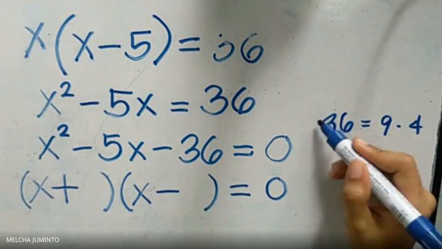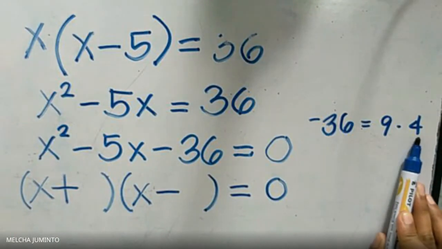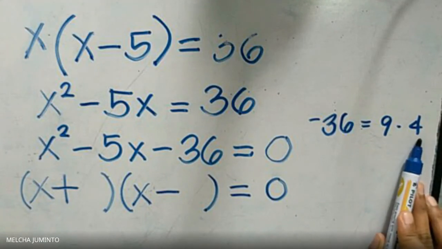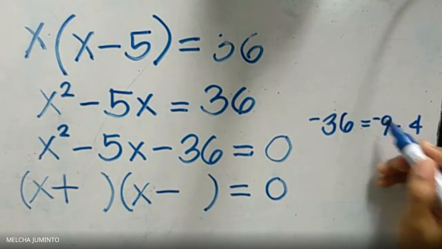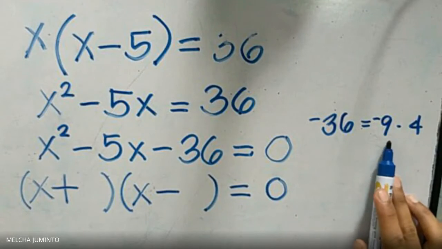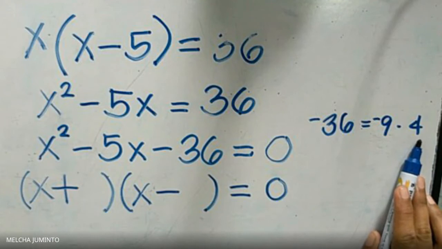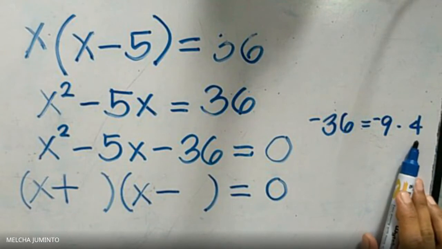And since 36 is negative, there should be one negative between 9 and 4. Which one is negative? 9 or 4? You can unmute your mic. Okay, the negative one should be the 9. Why should the negative number be 9 and not 4? Who can give the reason? Please unmute your mic if you have an idea, or you can use our chat box.